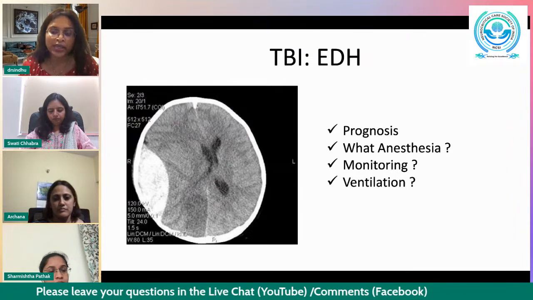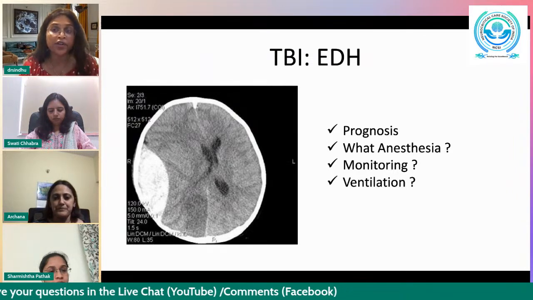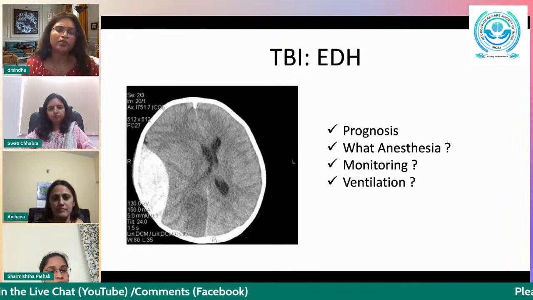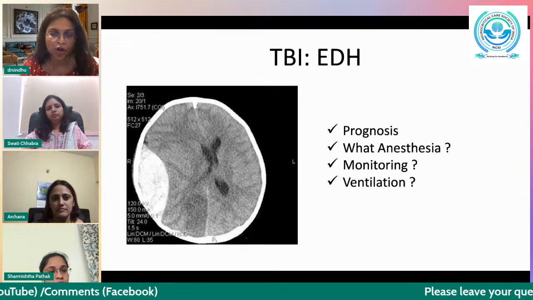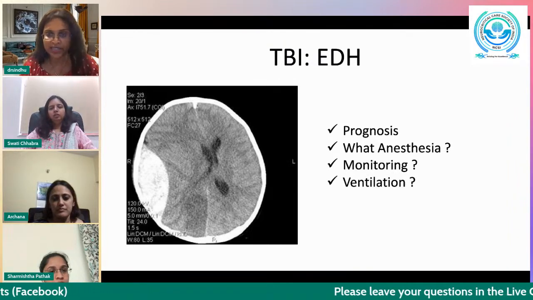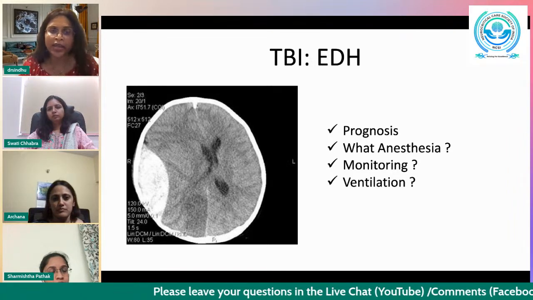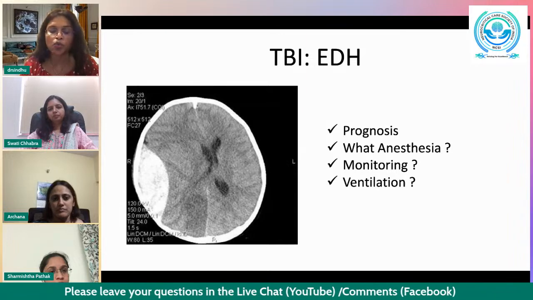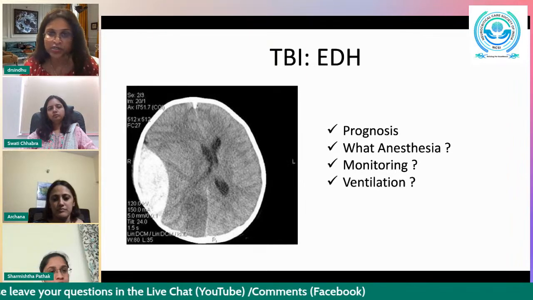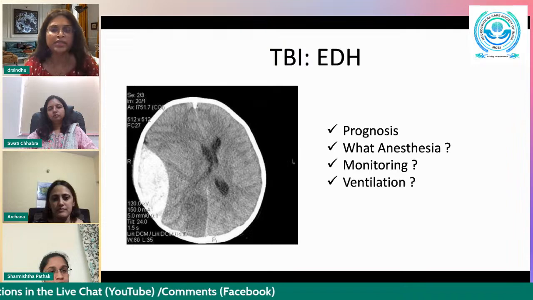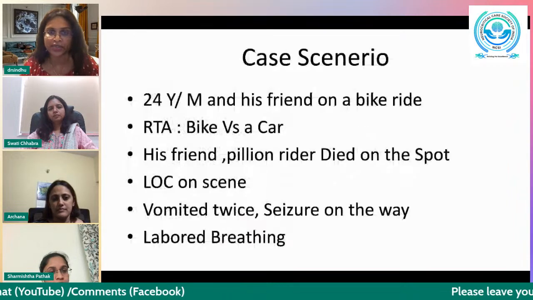So usually all the EDHs, if intervened very early, have a really good prognosis. Now, what anesthesia? Is it going to be TIVA or is it going to be inhalation? It will be dealt with later in the later talks. And will this patient be requiring any post-op ventilation? Mostly no. Most often we're able to extubate these patients on table, but certain situations might warrant a post-op ventilation.